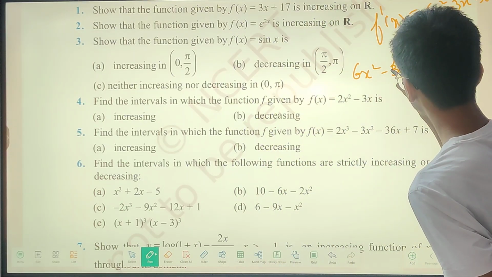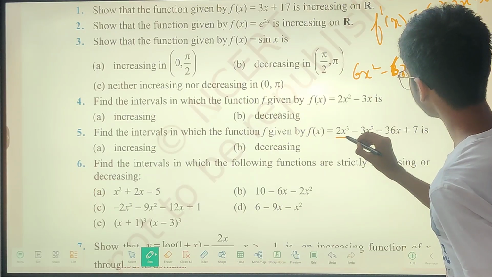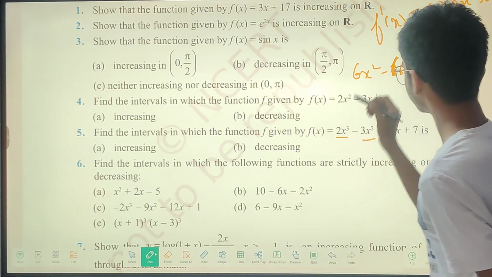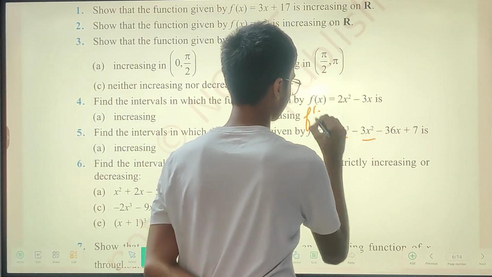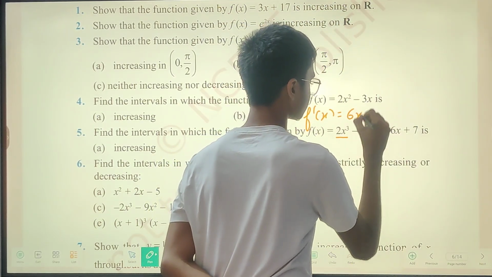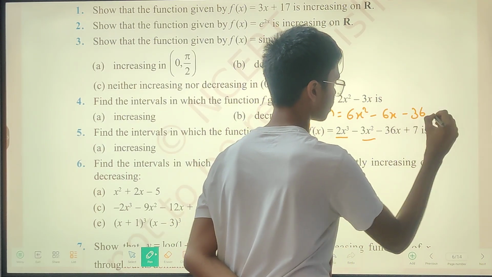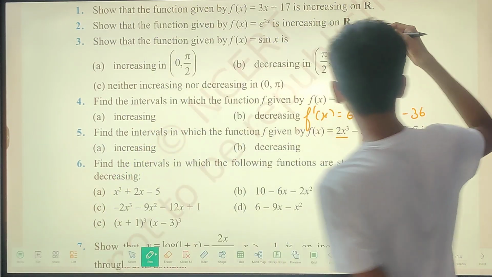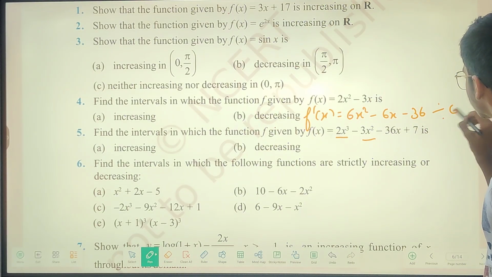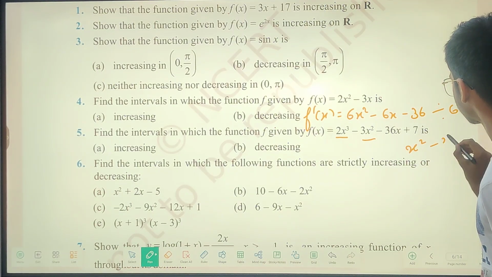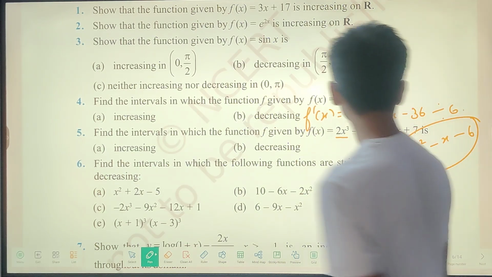Okay, here you are getting 6x squared. So I'll write it here for a surety check: f dash x is equal to 6x squared minus 6x minus 36. Now you will have to equate it to 0, and while equating it to 0, you can divide it by 6. Then it will be x squared minus x minus 6. Now you have to factorize it.